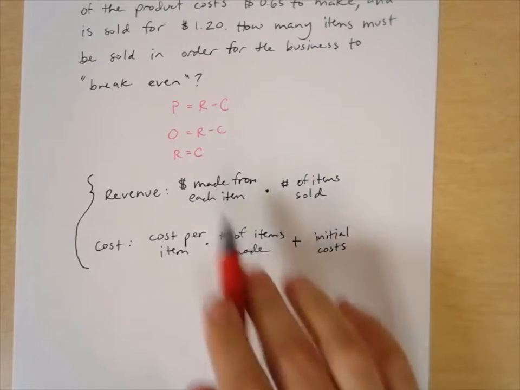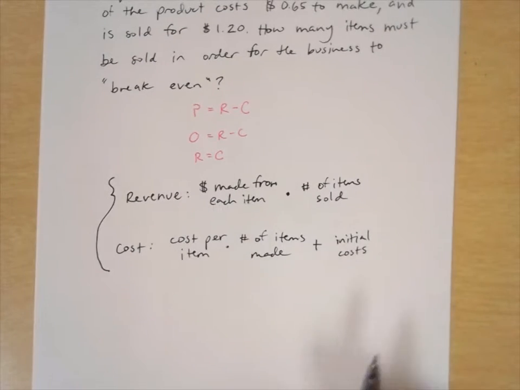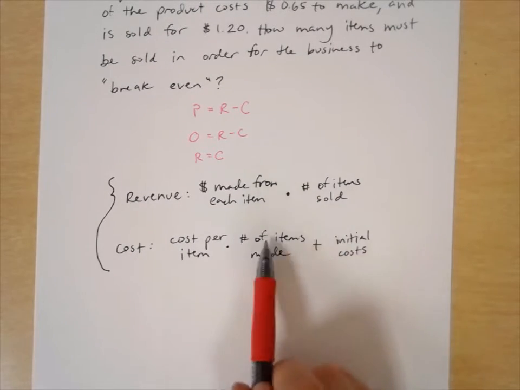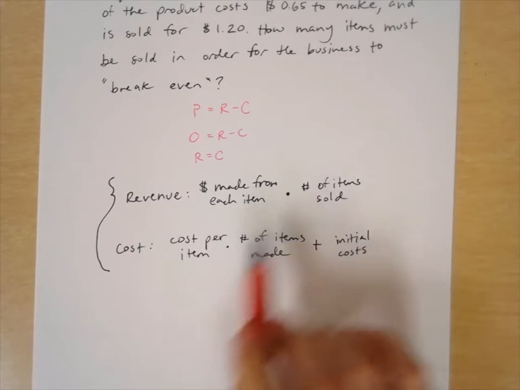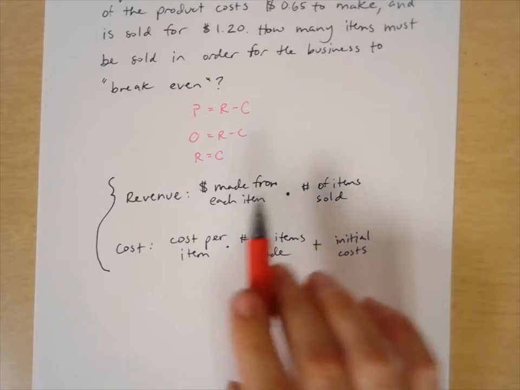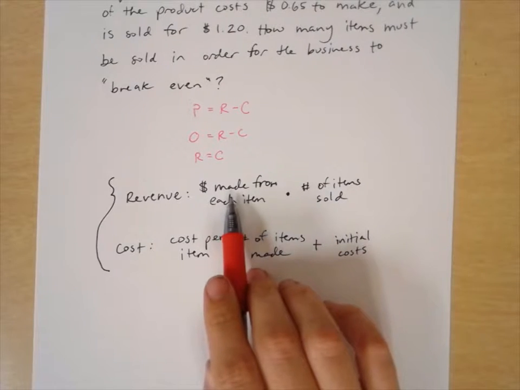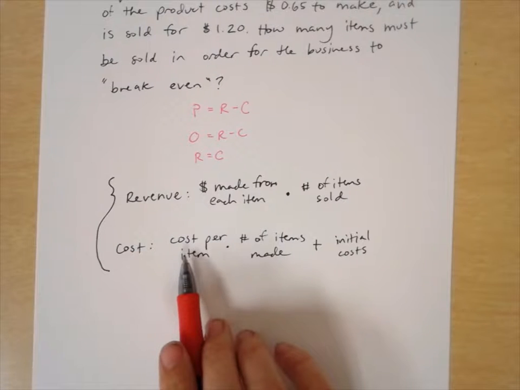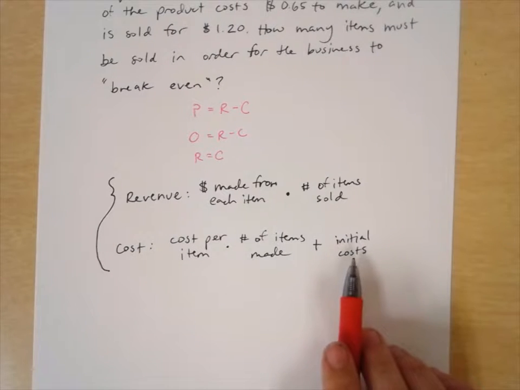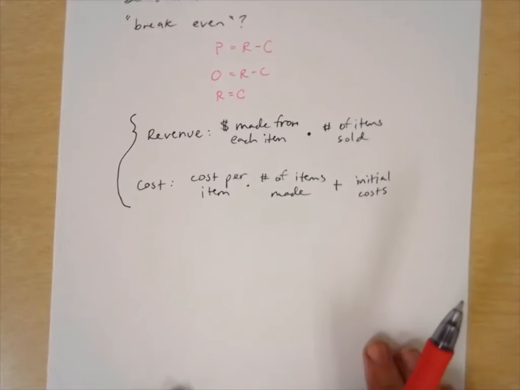So now let's fill in all of these words. We know not the number of items made or sold yet. That's going to be our variable. That's going to be our X. But we do know how much they make from each item, which is 120. And we do know that it cost them 65 cents. And we do know that initially they had to spend 10,000. So let's set it up like this.